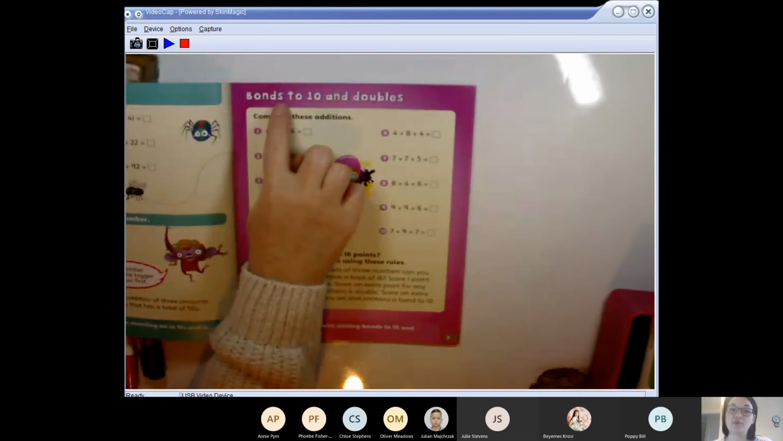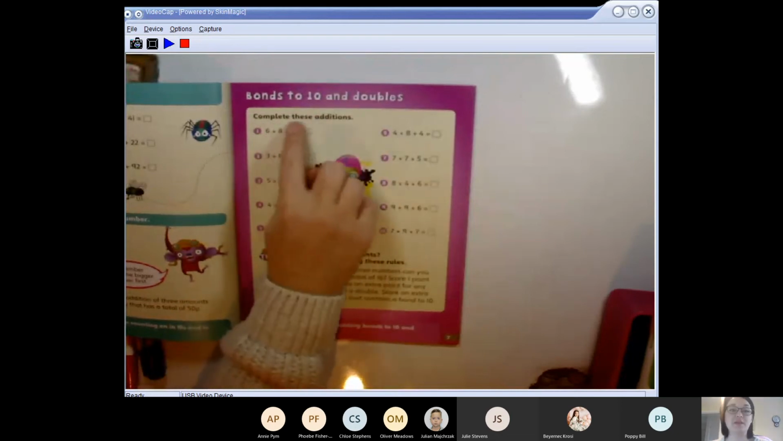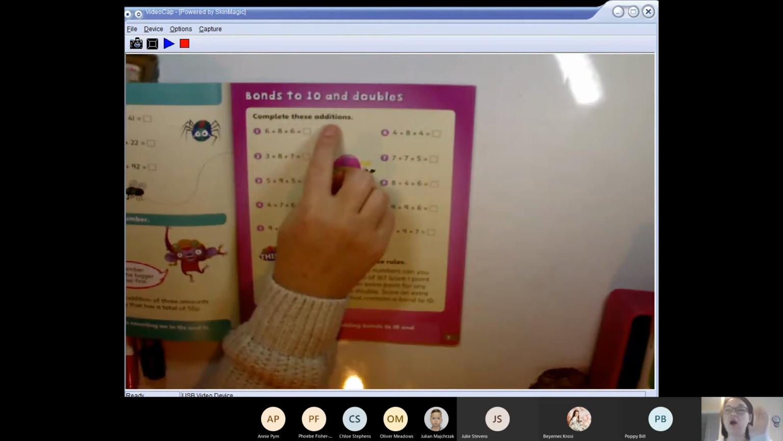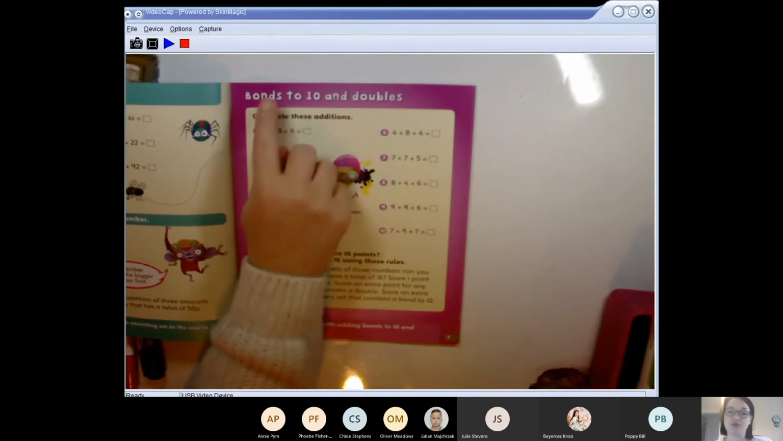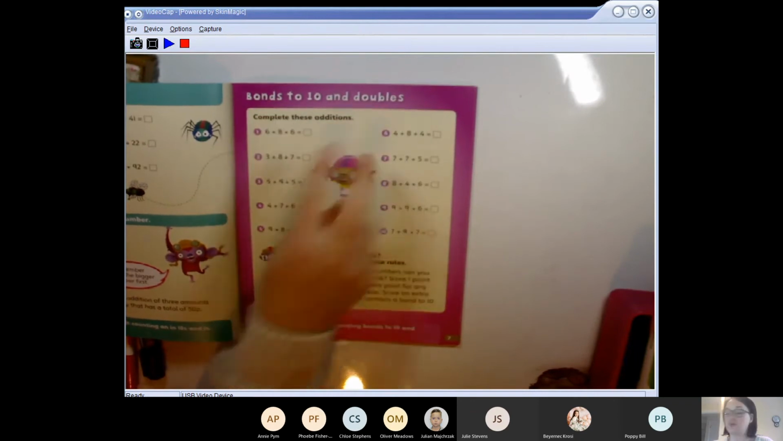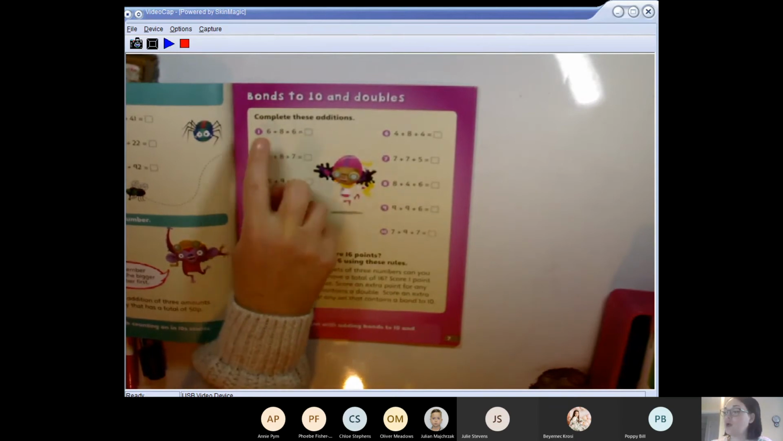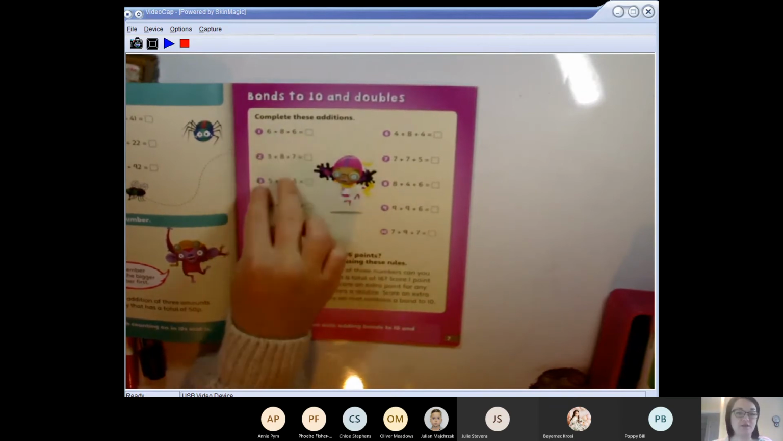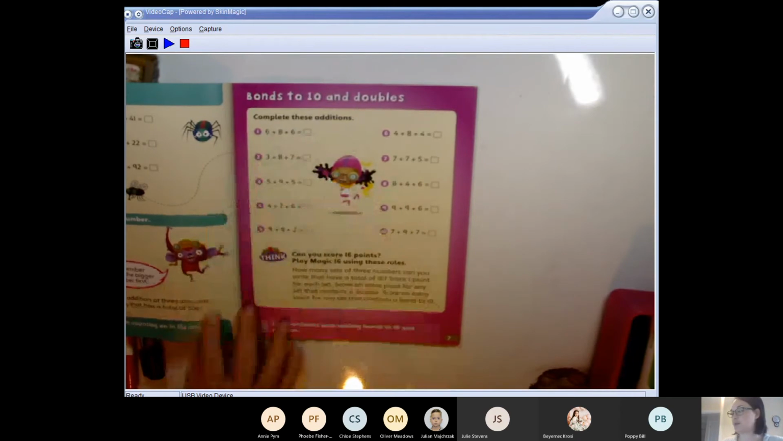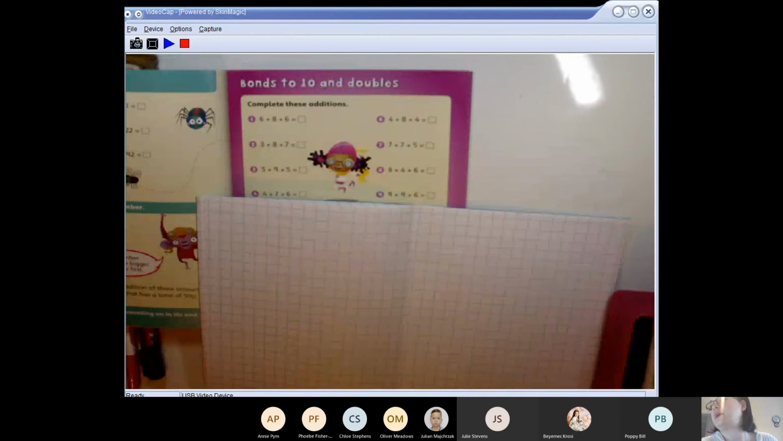It's using bonds to 10 and doubles, exactly as we've just been doing. All you need to do is complete these additions, but I don't want to hear that you have counted on your fingers. That's not how we're going to solve these at all, because the focus is using your bonds to 10 and your doubles. So you need to spot what goes on in each calculation. I don't mind if you print it out and write on the sheet. I can't do that because I'm in a textbook, so I'm just going to write my calculations down.